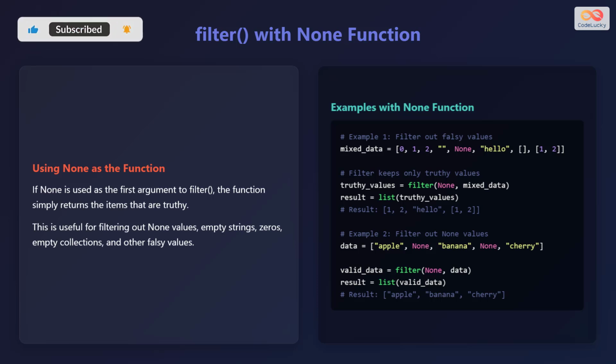In the second example, we are filtering out None values from a list of data. Again, we pass None as the function to filter, and the result contains only the valid data, in this case the strings apple, banana, and cherry.